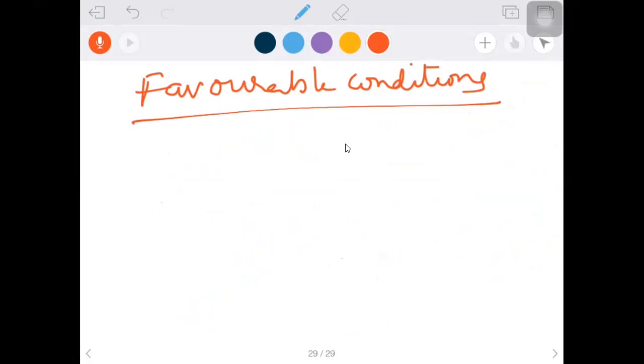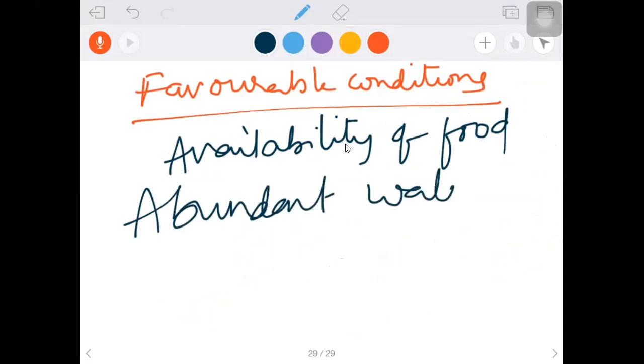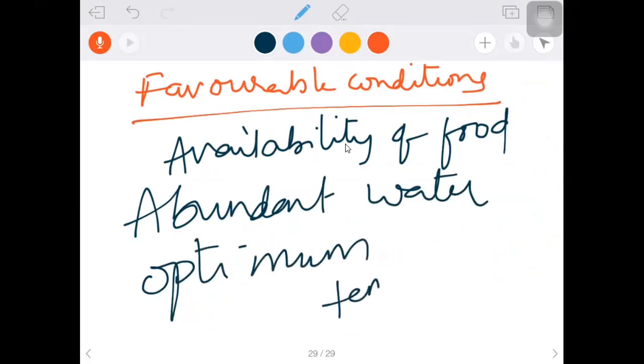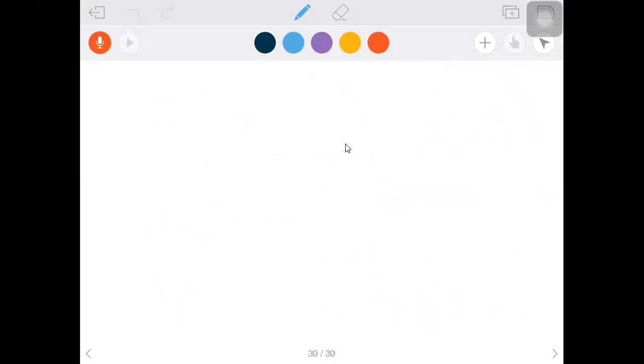What are favorable conditions? Favorable conditions are like this: availability of food, the food should be available for the organism, abundant water, and optimum temperature. That can be considered favorable conditions. So during favorable conditions, the paramecium feeds and grows, then it starts binary fission. Any binary fission, either euglena or paramecium.